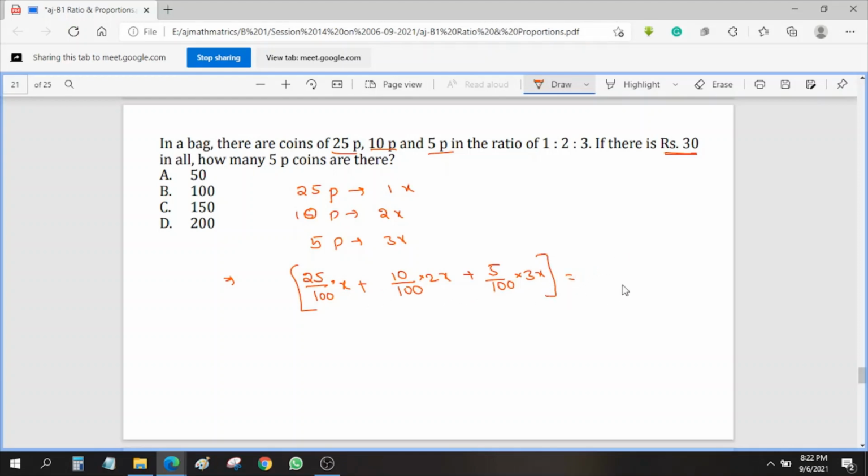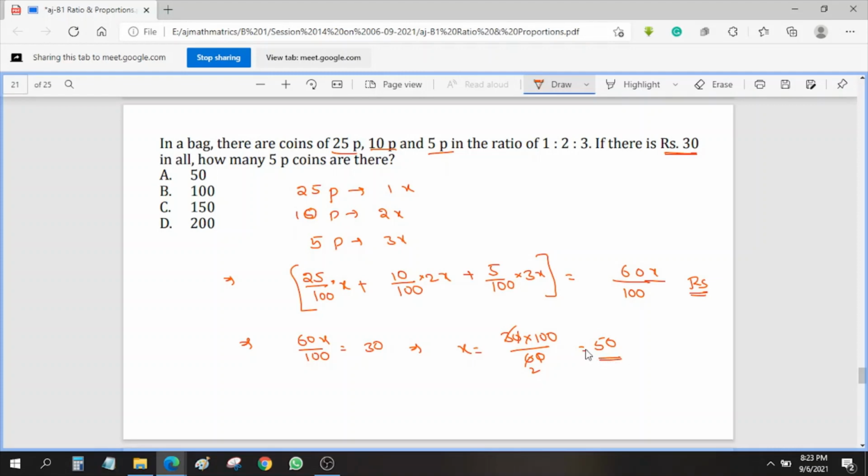If you take 100 as the base value and take the LCM, 25 plus 10 plus 5 is 60. So 60x is the value, and that is in rupees. Then 60x by 100 is equal to 30. From here you can find the x value, which is 30 into 100 by 60. The zeros cancel, and we get 50. So the x value is 50.